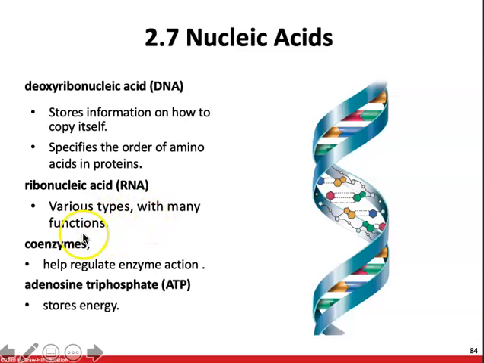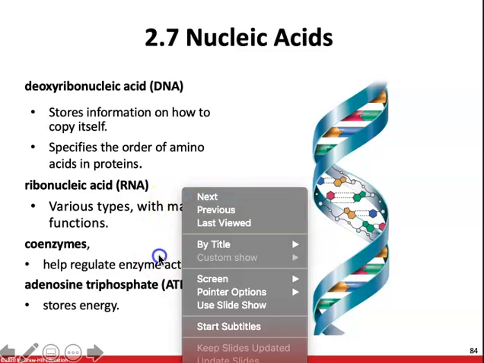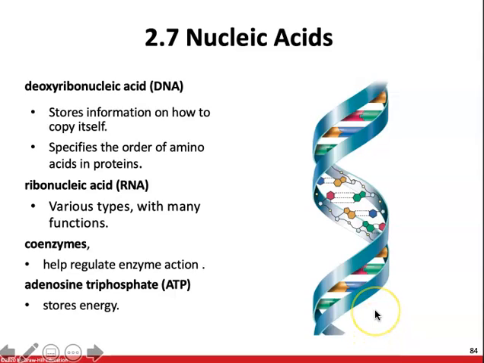But DNA's primary goal is to store information. RNA's primary goal is going to be to convert that information from DNA into proteins. Coenzymes can be nucleotides. They're going to help regulate enzyme action. They can either speed it up or slow it down. And then ATP is actually going to be responsible for storing energy.